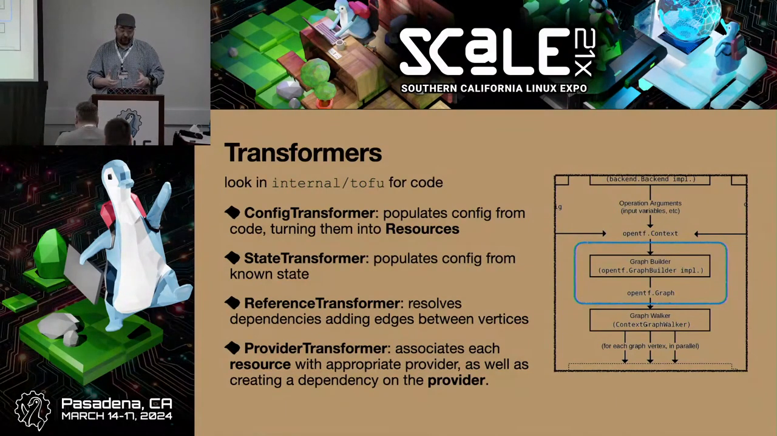Then finally, reference transformers actually come along and do the actual matching, determining, okay, these are the things associated, and pairing them up. And so if you've got cross dependencies, it's doing that matching on that graph building. And then the provider transformer comes along and says, okay, well, you expect to be a type AWS EC2 instance, great, we're going to map you back to the provider to make sure that code gets loaded before we even go on.